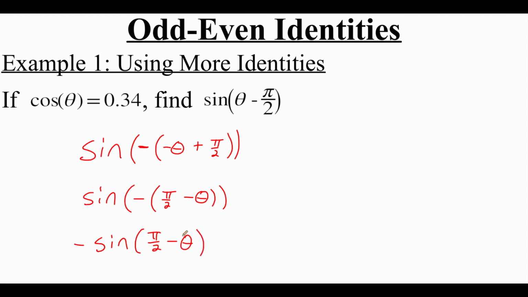Now, as I'm looking at this sine of pi over 2 minus theta, that is one of my cofunction identities. I can take the sine of pi over 2 minus theta and turn that into a cosine. But I can't forget about the negative that we just pulled out in front. So this is really going to turn into negative cosine of theta. Earlier on we said that the cosine of theta was 0.34. So if this is negative cosine of theta, then my final answer is going to be negative 0.34.